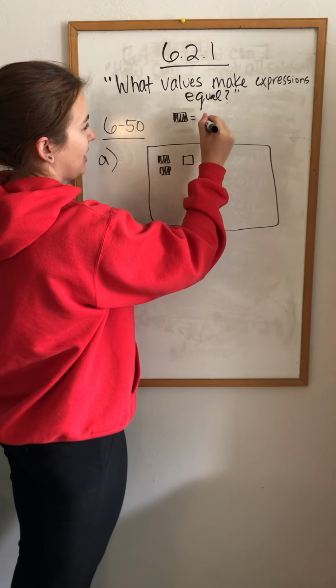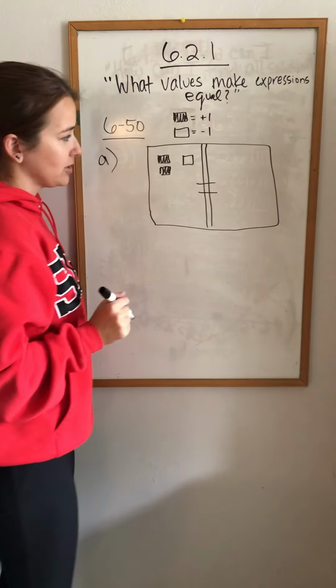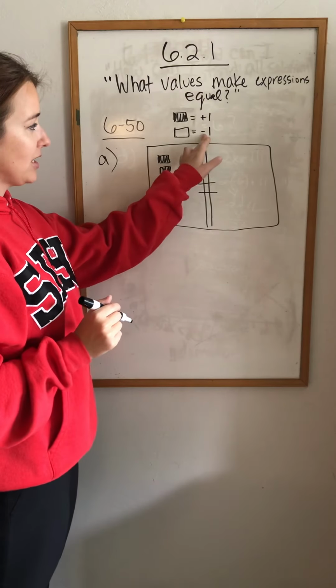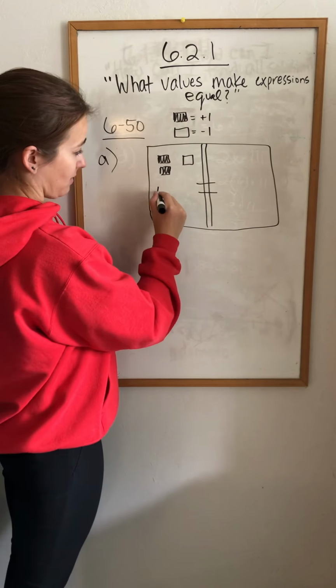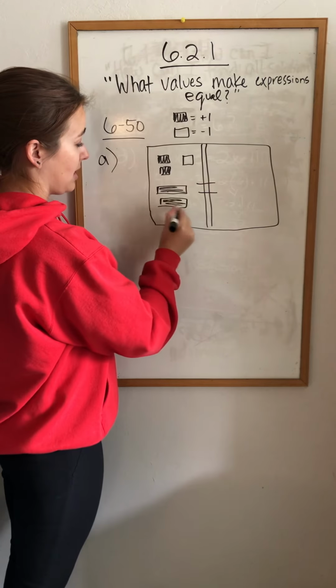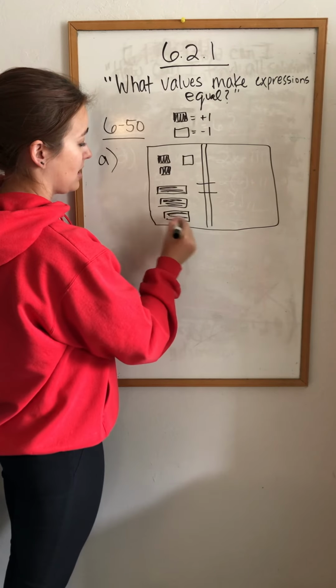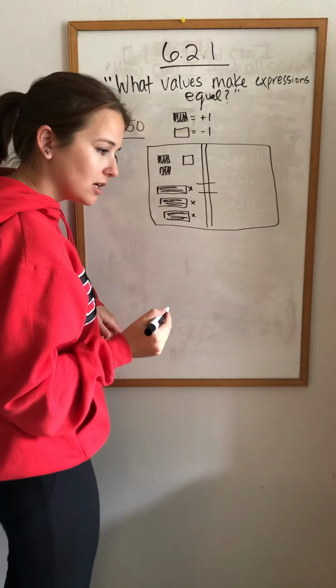That is a positive 1, and that equals negative 1. So the white cubes are negatives, the darkened cubes are positives. Okay, now I have an x, an x, an x. I'm just going to put x next to them because I don't have room for them inside.